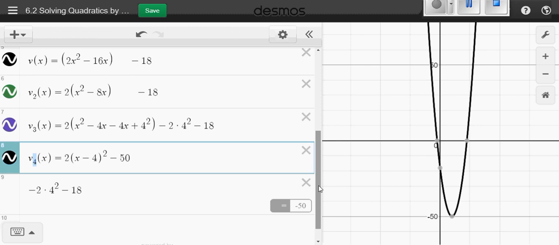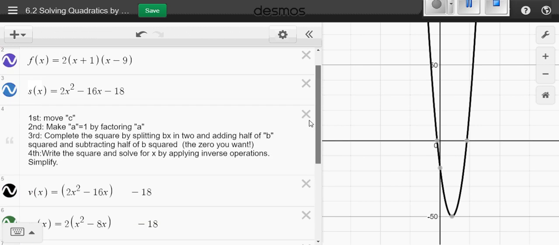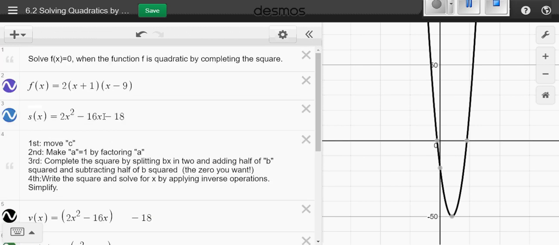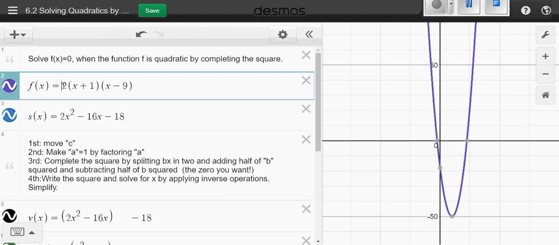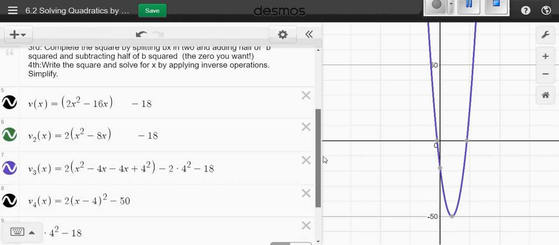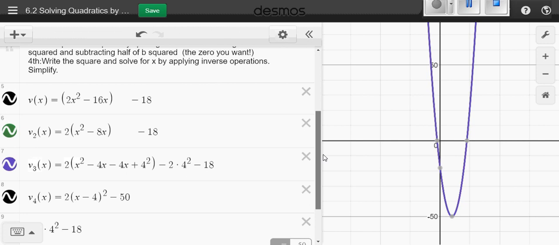We can also see that in standard form here, negative 18, that's when x is 0. You can also do it here: 2 times 1 times negative 9 is negative 18. Anyway, that completes the lesson on how to switch this.